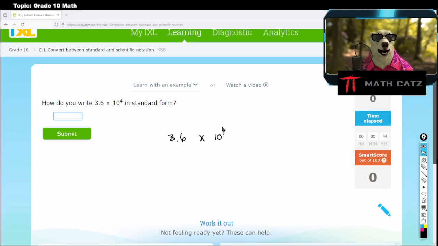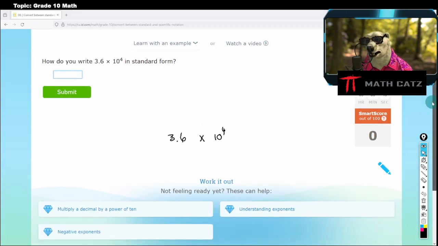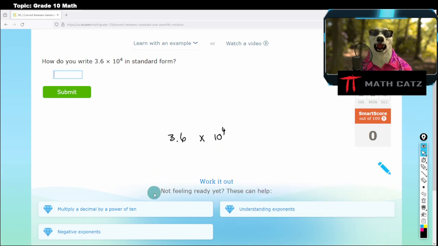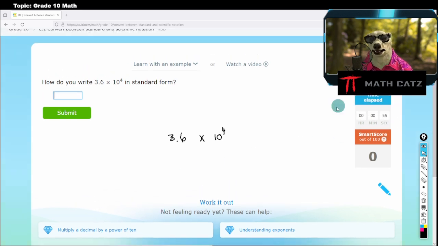We are in grade 10, so there are some preliminary things, understanding exponents. Negative exponents might come later on in a question, and multiplying by a power of 10, as I said. So we can, let me just get my pen here, merge these to what we call standard form. This is scientific notation. Split up.